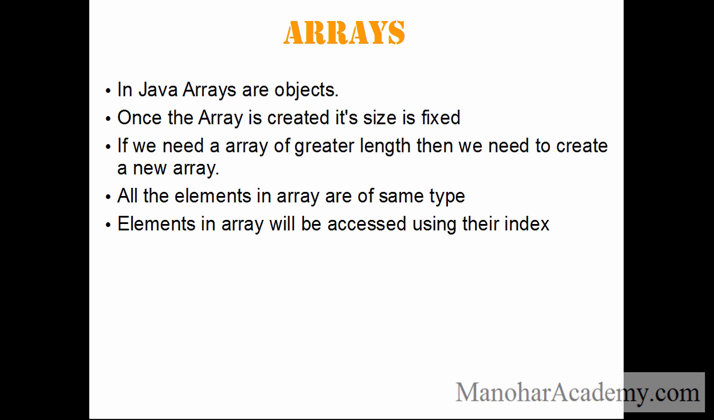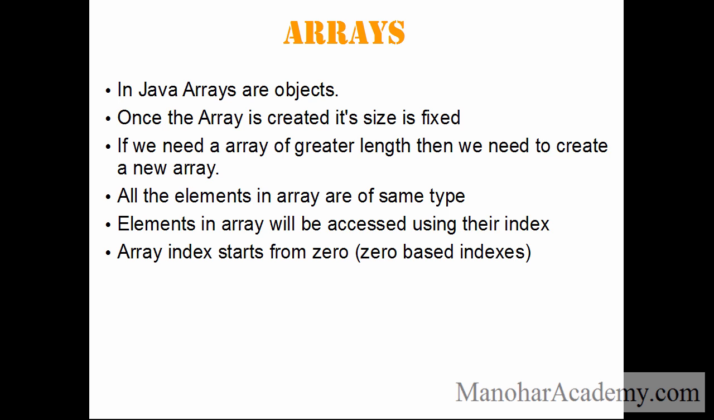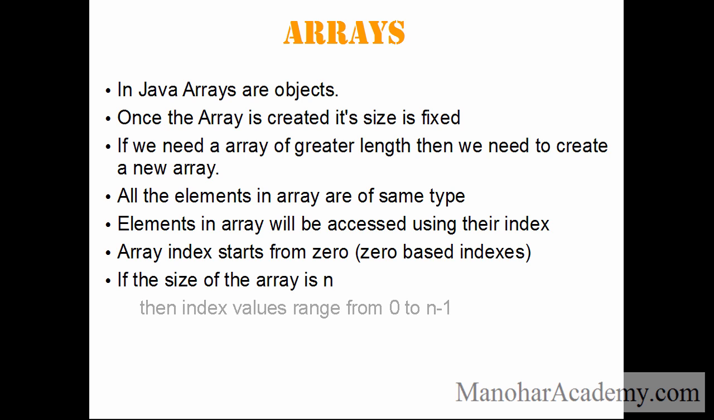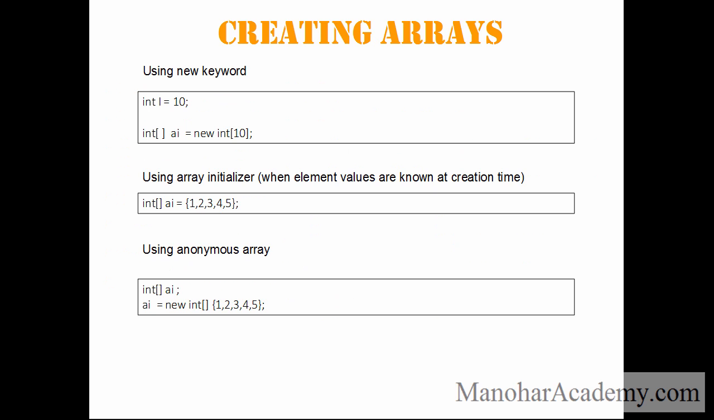And because the elements are all unnamed variables, they don't have any name. So all the elements in the array can be accessed only using their index value or the positional value. In Java, the index of the array starts with 0. Arrays have 0 based indices. So if the size of the array is n, then the indexes will range from 0 to n minus 1. Otherwise, if the size of the array is 5, then the first index will be 0 and the last index value will be 4. Now let's move on to creating arrays.